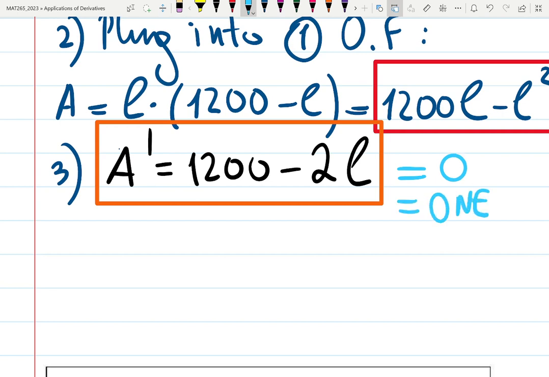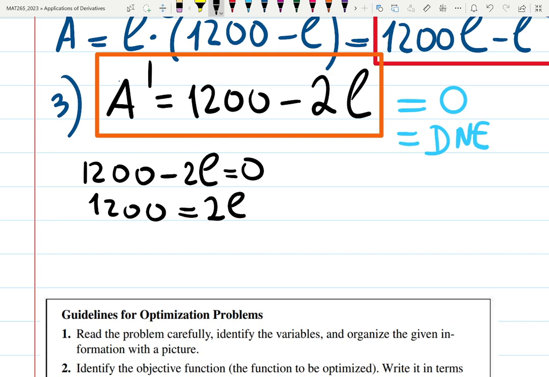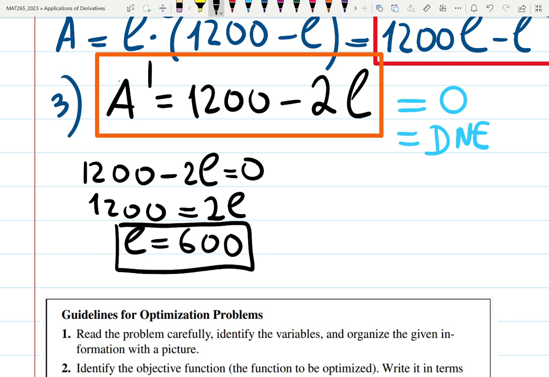D and E will not be used for applicational problems because we're always in a domain. Not always. There will be things when X cannot be 0, but that makes sense. Why would we have 0 lengths and stuff like that? So let's solve it. We have 1200 minus 2L equals 0. 1200 equals 2L. L equals 600. That's length, feet. We found one answer.